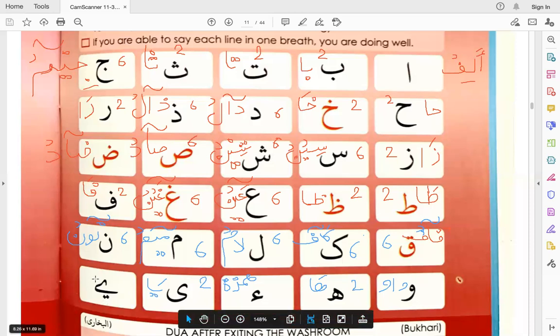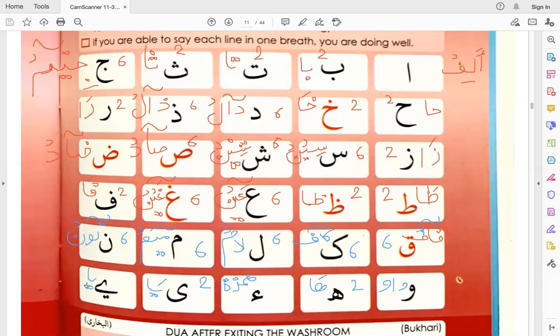Ya. It is a very soft letter. This is the other shape of this ya, so we will say it the same way.